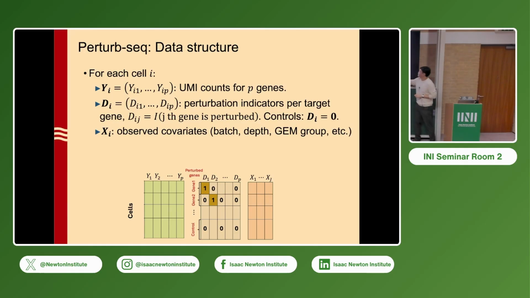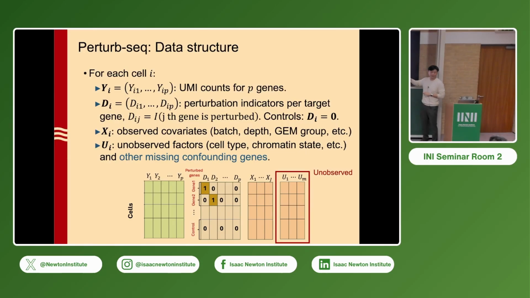You could also have some covariates such as batch and depth. These are observed, but the main thing here is that there could be unobserved variables, which could be cell chromatin state, cell type, or even some potentially missing confounding genes.